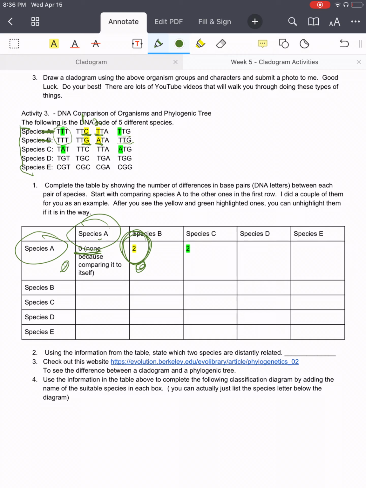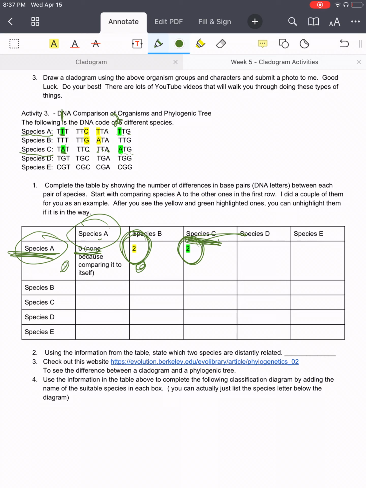Let's compare species A now to species C. Let me erase this. We're focusing on A and C only now. So T, T, T to T, A, T, that's 1 difference. T, T, C to T, T, C, that's good. T, T, A to T, T, A, that's good. T, T, G to A, T, G. Oh, look, there's a second difference right there. There's 2 differences, so that's why I put a 2 there.